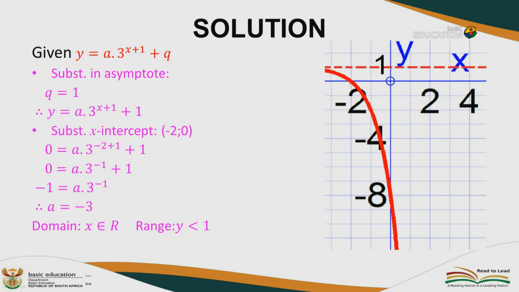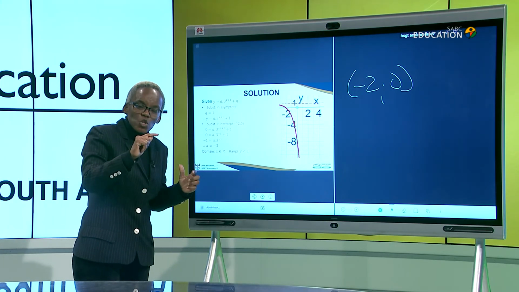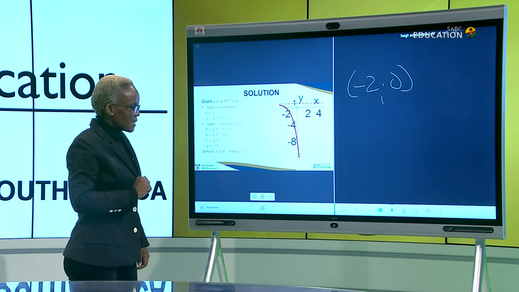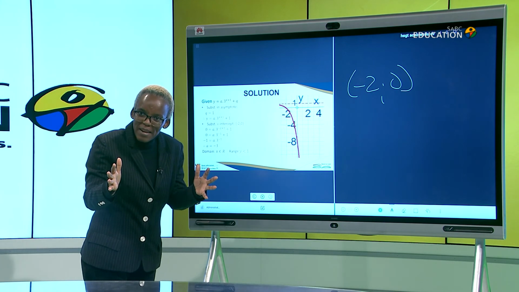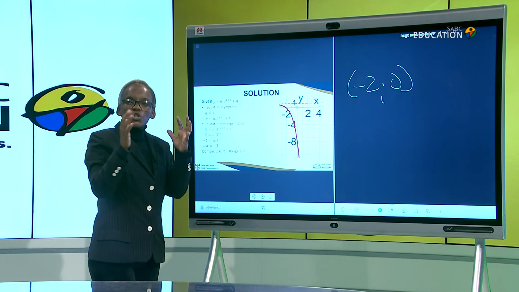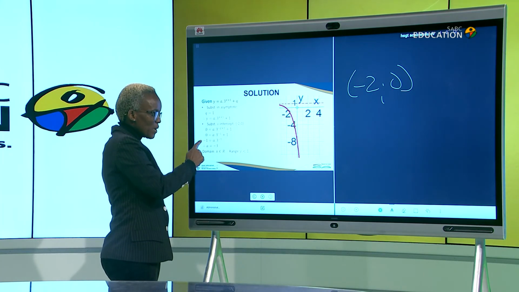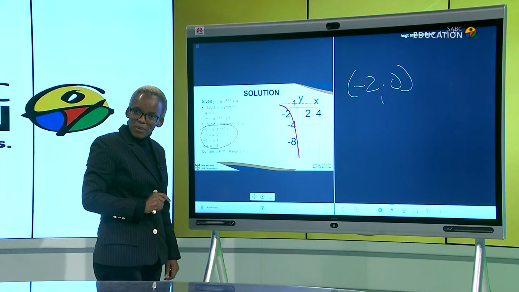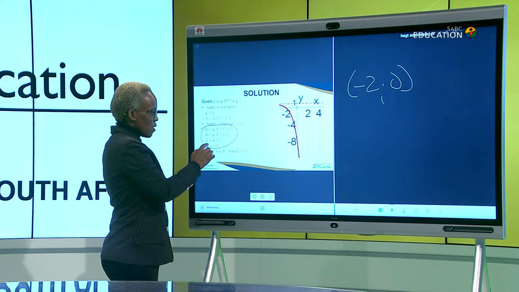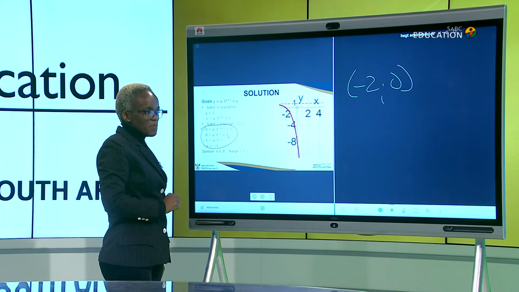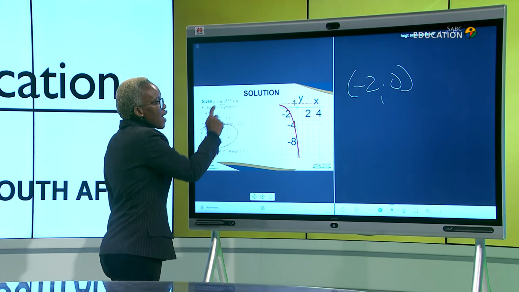We're given another point, the x-intercept, where our x-intercept was -2 and 0. So we substitute that other point. Where there is x, we substitute by -2. Where there is y, we substitute by 0. Then we solve for a. So this is just algebraic manipulation here. You do your algebraic manipulation. Remember your exponential laws again. It will be -1, then our a is -3. So a is -3. So we're able to get our a, which is -3, and our q is 1.